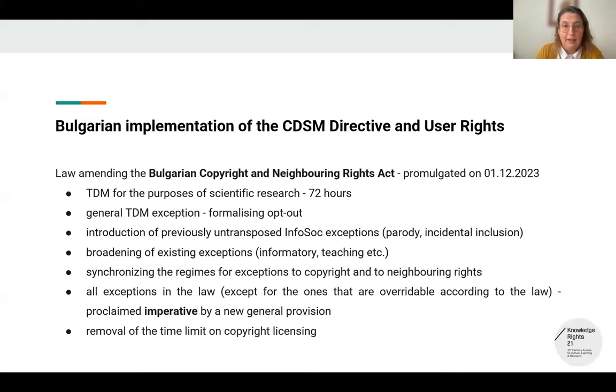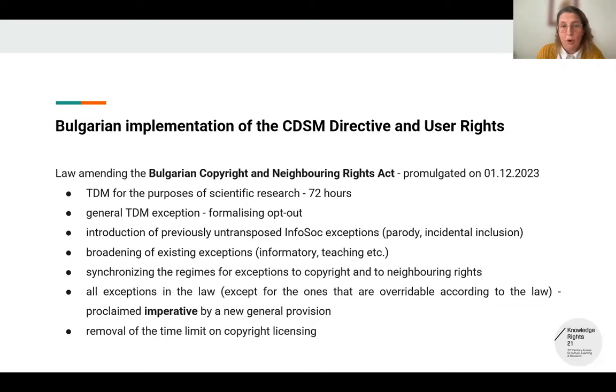Also, the pre-existing exception for reproduction by libraries did not apply to any related right. So the last amendment synchronized that, which was a very big improvement in my view. And finally, on exceptions, most importantly, all exceptions in the law, except for the ones that were overridable according to the law, were proclaimed mandatory by a new general provision.